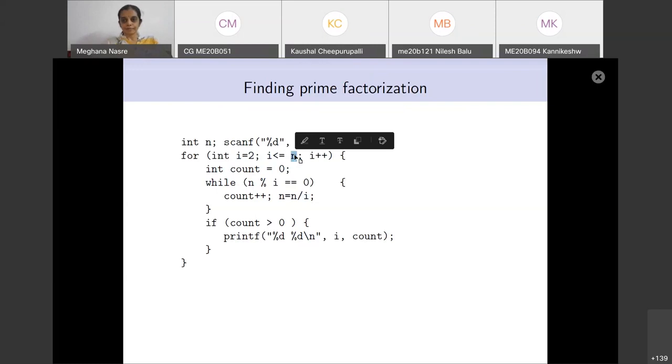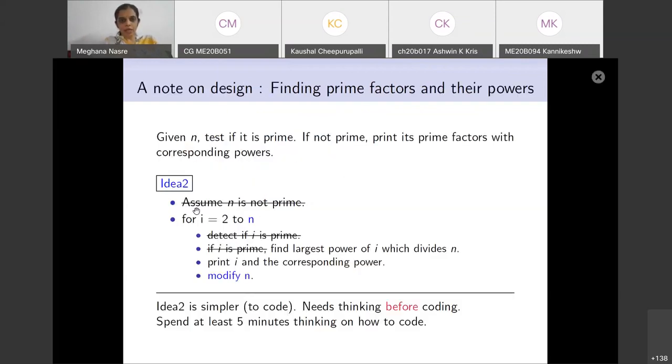Ma'am, should it be i less than n or i less than or equal to n? Good question. So should it be i less than or equal to n or i less than n? Less than or equal to, or else prime numbers won't be printed. Good. So for prime numbers, you want to go all the way up to n. That's what I, again, in idea 2, have removed, this part that assumes n is not prime.